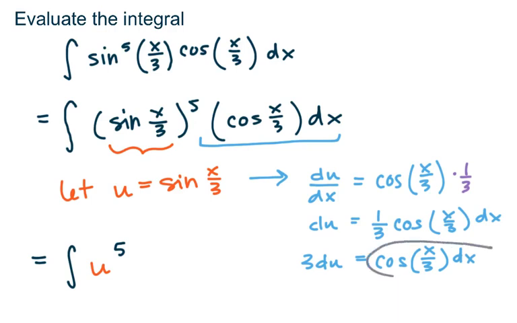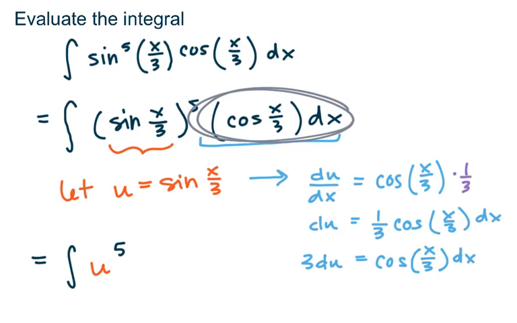So this cosine x over 3 dx is exactly the same as what I have up there. And what is cosine x over 3 times dx equal to? 3 du. So make sure you understand how I created that substitution.